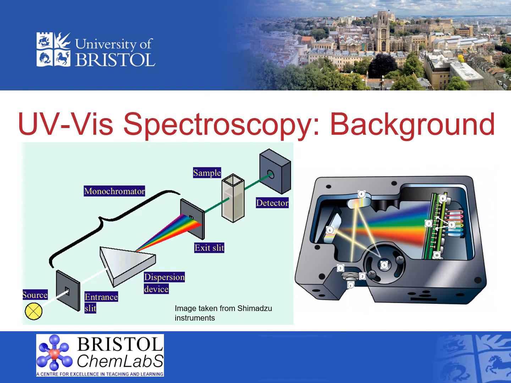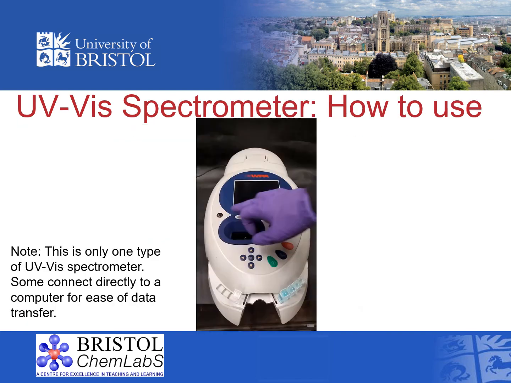The image on the right shows you a slightly more complex view of the internal layout of a specific UV-Vis spectrometer, with adjustable mirrors giving control over which wavelengths of light are being passed through the sample over time. The following video shows you how to set up the UV-Vis machine, setting the desired wavelength range and the running of a blank sample before any other samples are run.